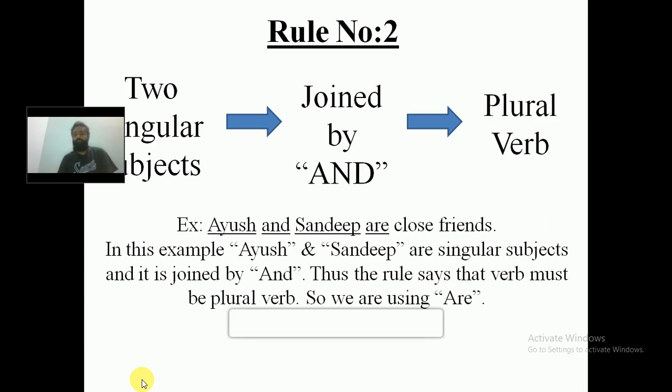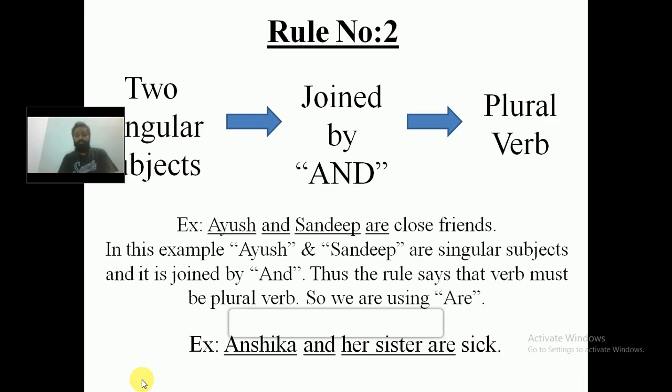What must be the verb? The verb must be plural. And what is the verb that is used in the particular sentence? That is are. So what is the example? "Ayush and Sandeep are close friends." In this particular example, Ayush and Sandeep are two singular subjects joined by the word called and. So we are using the plural verb called are. We'll give one more example here.